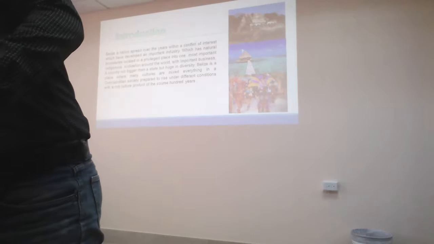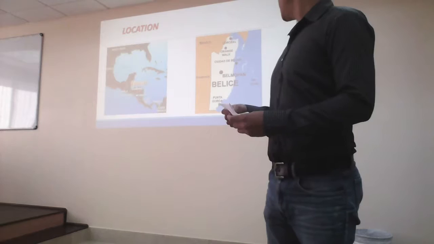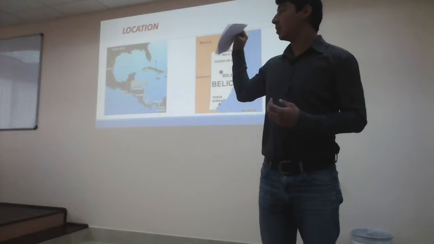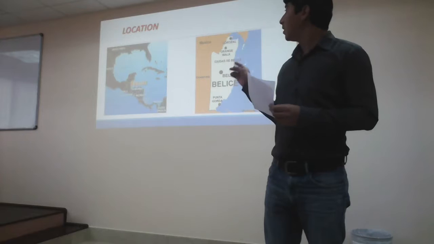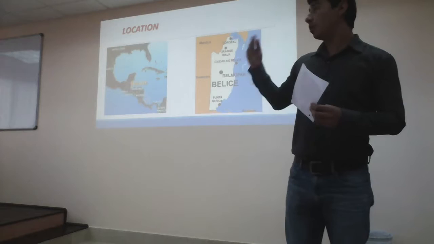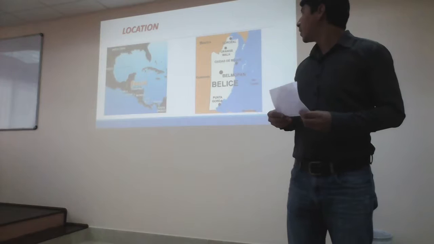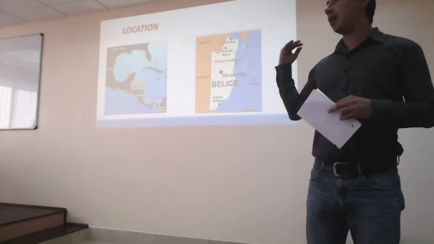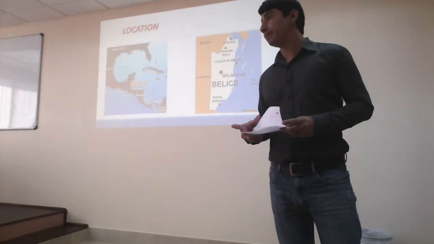Okay, location. Belize is a sovereign country located in the middle of the American continent. It's a Caribbean country because it's part of the Caribbean. It's bordered on the north by Mexico, on the south and west by Guatemala, and on the east by the Caribbean Sea. Its land is 299 long and 120 wide.